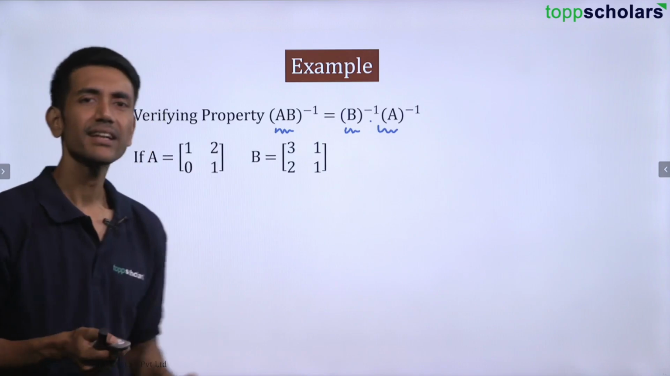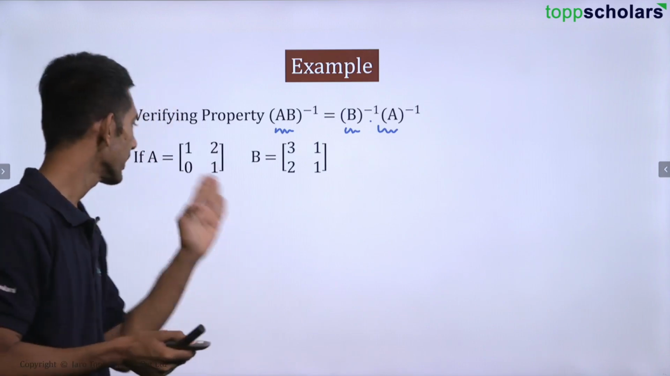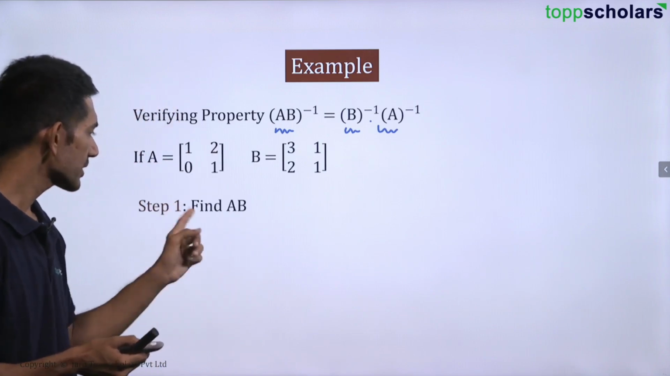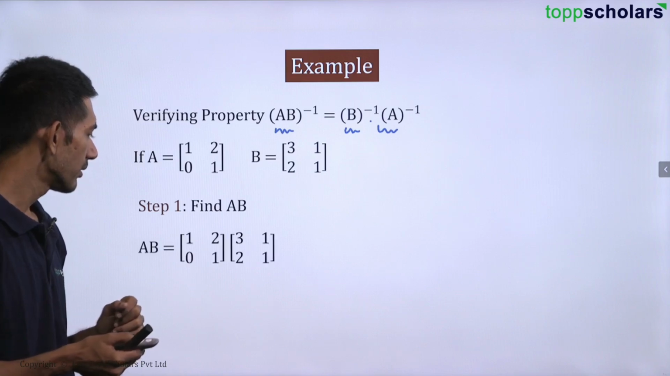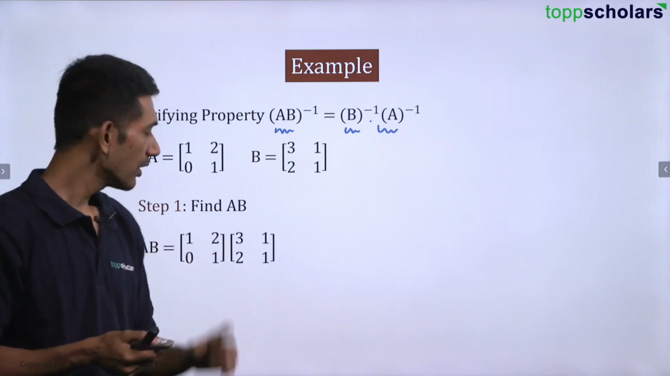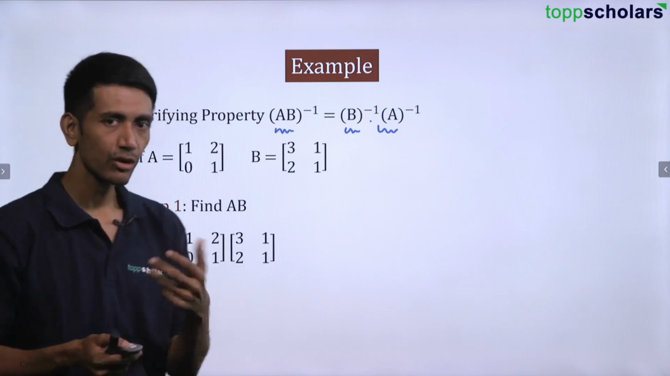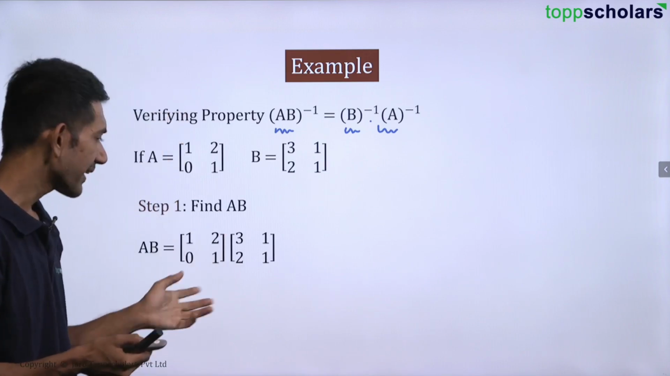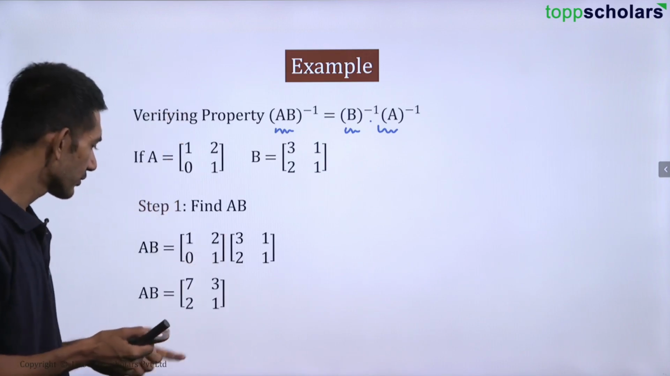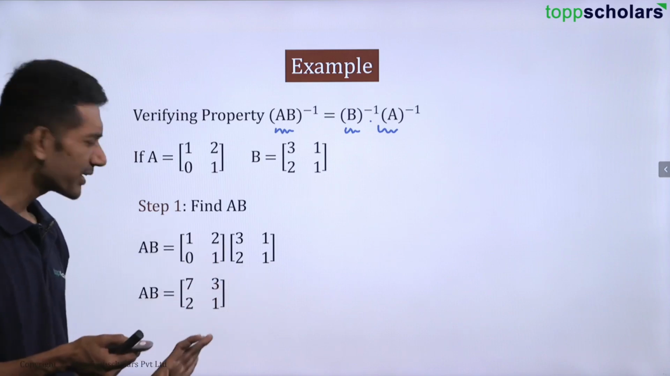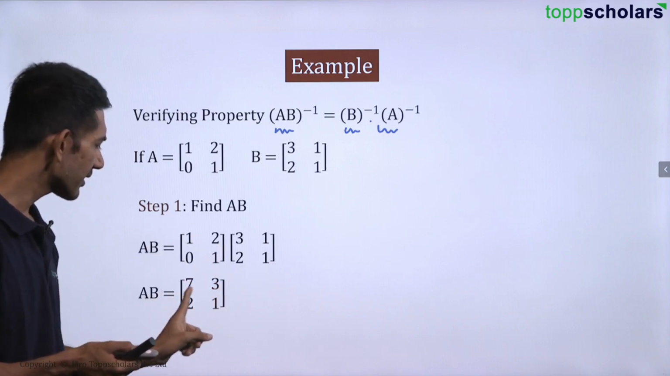Firstly, let us take AB. AB is what? A multiplied by B. So step 1 is finding AB. So A and B we are multiplying. We know how to multiply: first row, first column, second row, second column, right? Then second row, first column, second row, second column. So let us do that. Directly we have got the answer. What is AB? [7, 3, 2, 1].